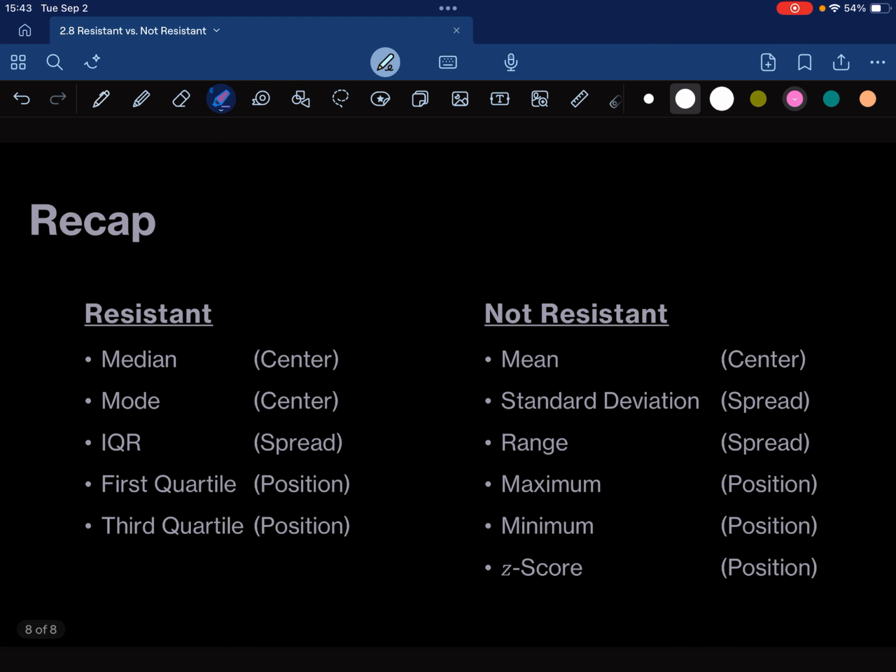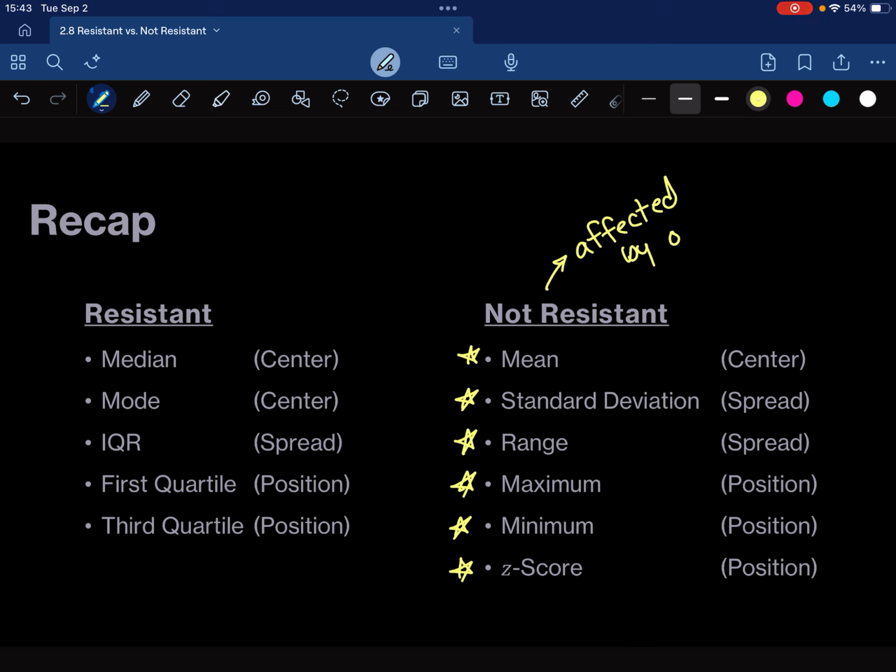Just to summarize real quickly, our mean is not resistant. Our standard deviation is not resistant. The range is not resistant. The maximum and the minimum, as well as z-scores, because z-scores are calculated based off of the mean and standard deviation, are all not resistant. Those are ones that are going to be influenced or affected by outliers. The ones that aren't affected by outliers, the ones that stay put if there's an outlier present, are our resistant ones. And that's going to be our median, our mode, our interquartile range, and our first and third quartiles.